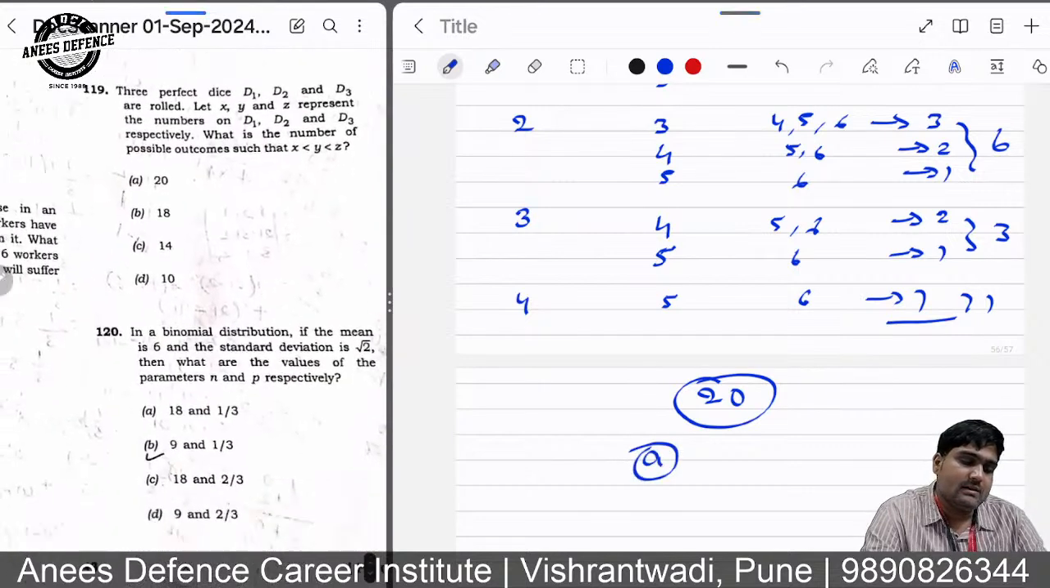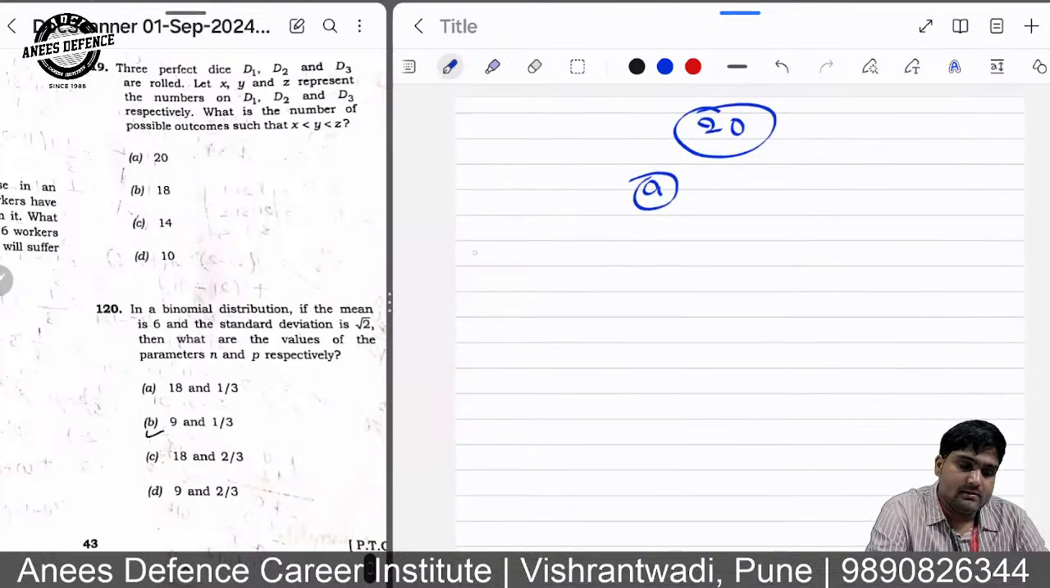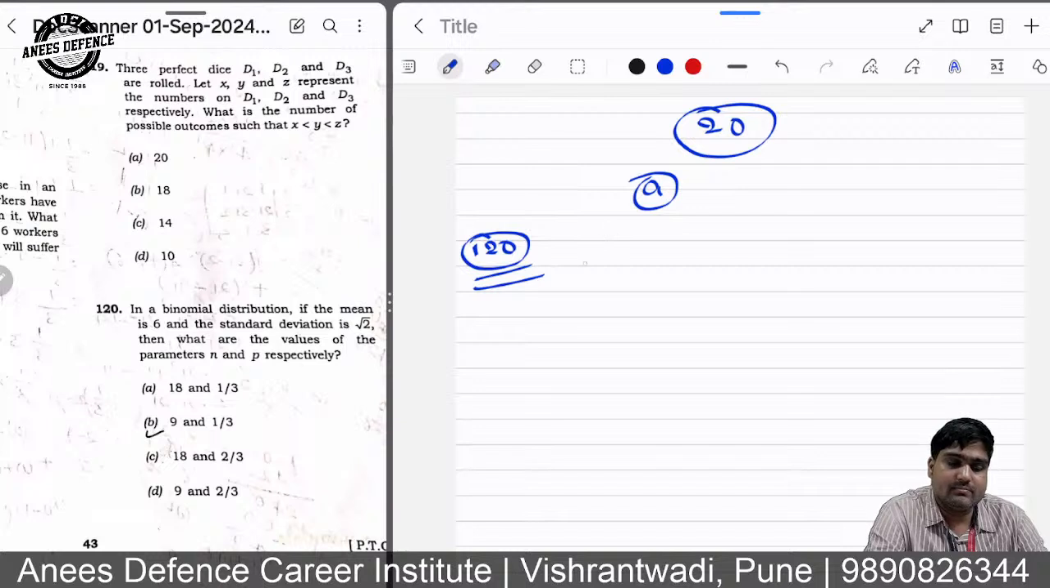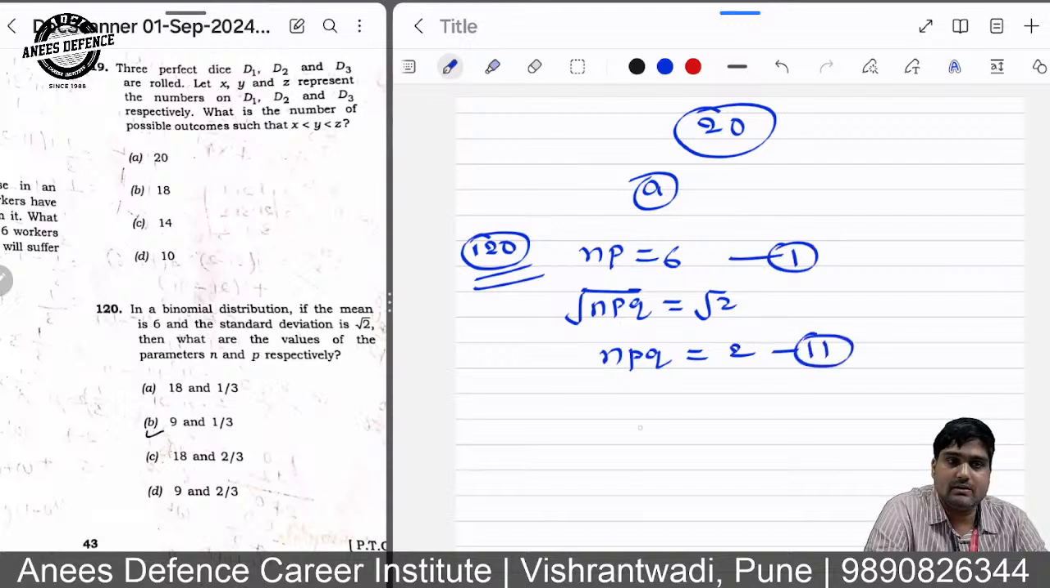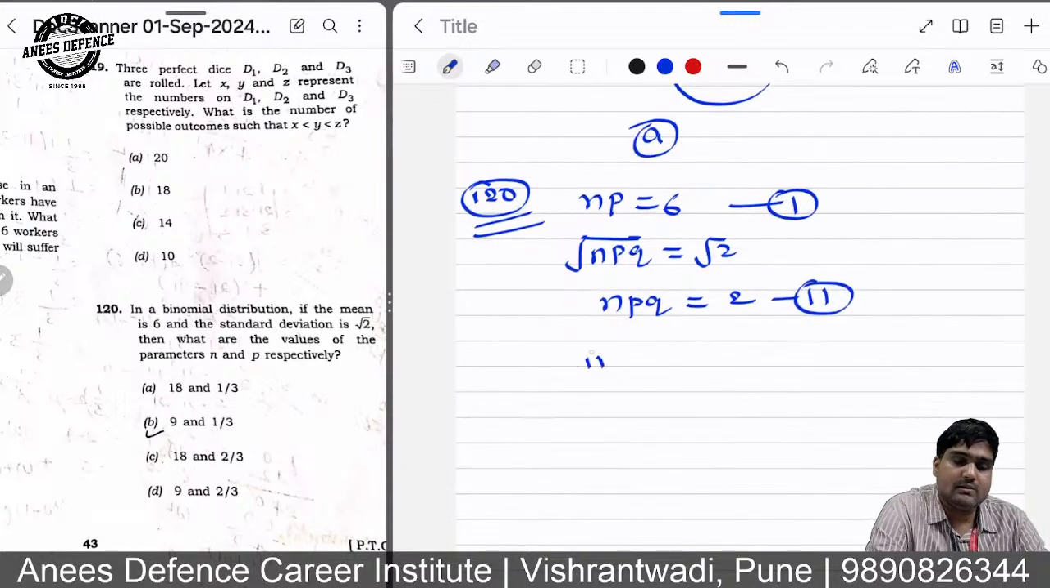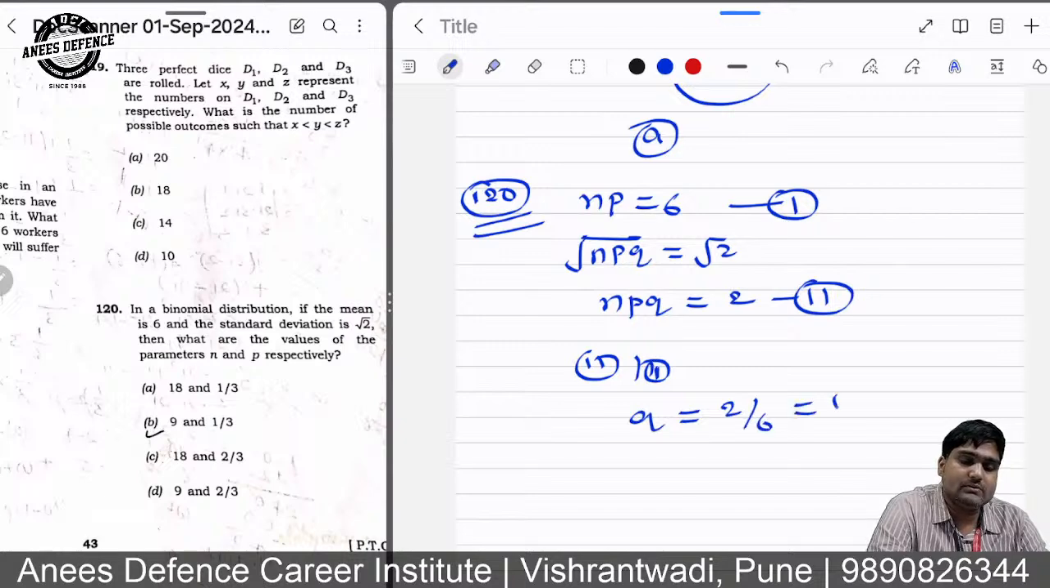Correct answer for the last question. Now 120. In a binomial distribution, if the mean is 6, the mean is written as np, which is given as 6, and the standard deviation is root 2. So the standard deviation is the root of npq, which is root 2. Squaring both sides, we get npq as 2. This is equation 1 and this is equation 2. Now divide equation 2 by 1. So npq upon np gives q equals 2 by 6, which equals 1 by 3.